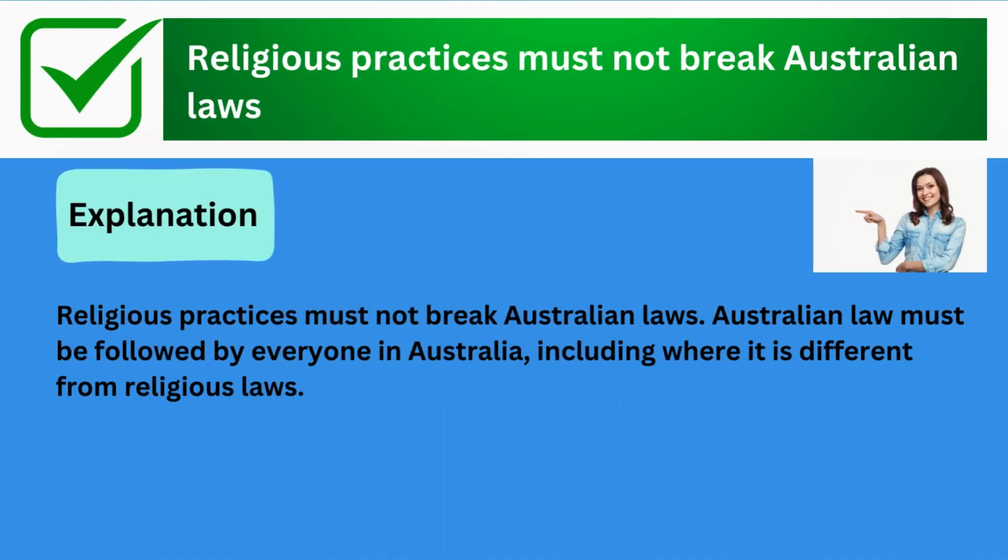The correct answer is religious practices must not break Australian laws. Explanation: religious practices must not break Australian laws. Australian law must be followed by everyone in Australia, including where it is different from religious laws.